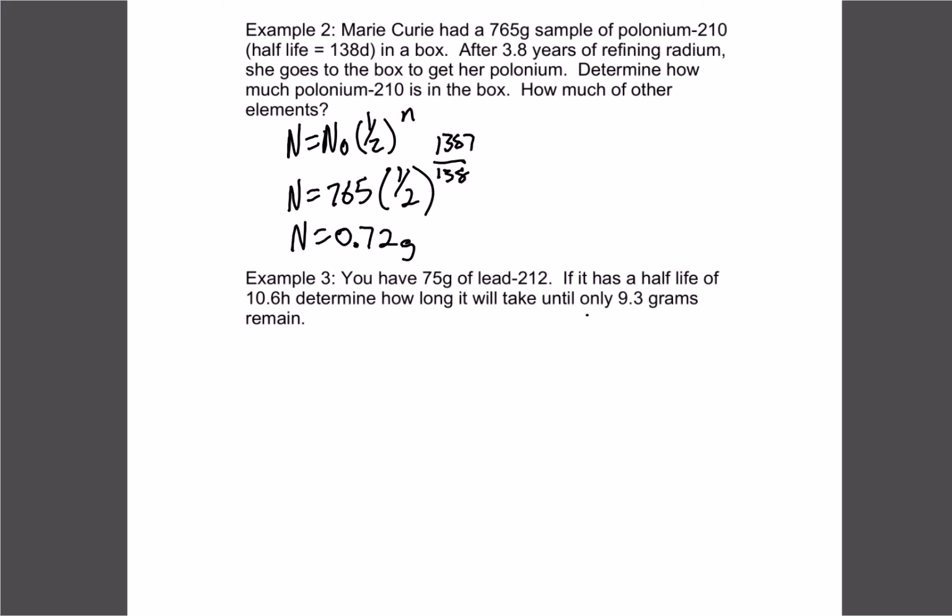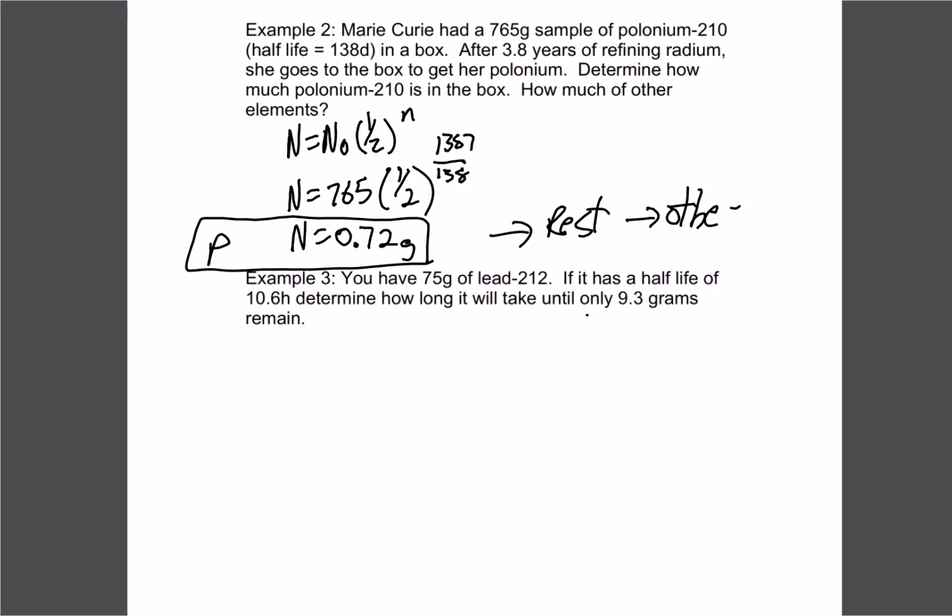So what happened to the other 764.3 grams? The rest of it got transmutated. So this is only how much polonium is left. Right, so the polonium amount is 0.72 grams. The rest of it could be any other kind of chemicals, uranium or whatever, but it is still there. It'd still be in the box, but it's no longer polonium. It would have transmutated to something else, so it'll be some sort of other element or elements.